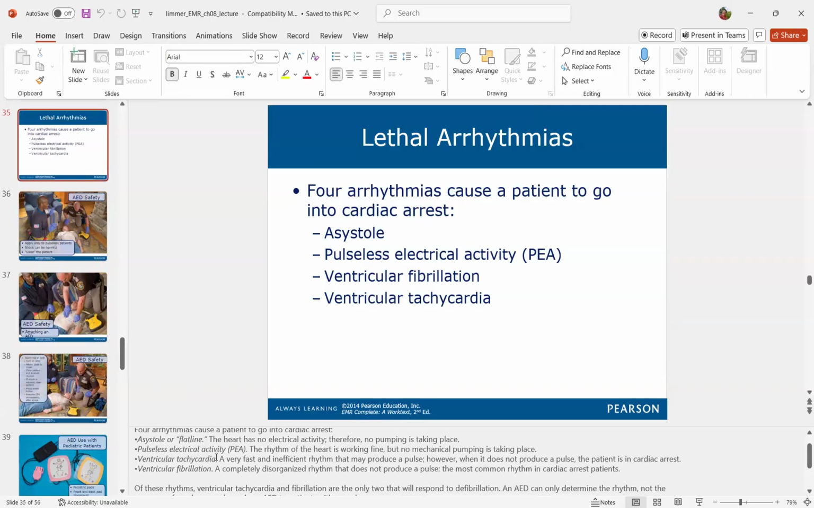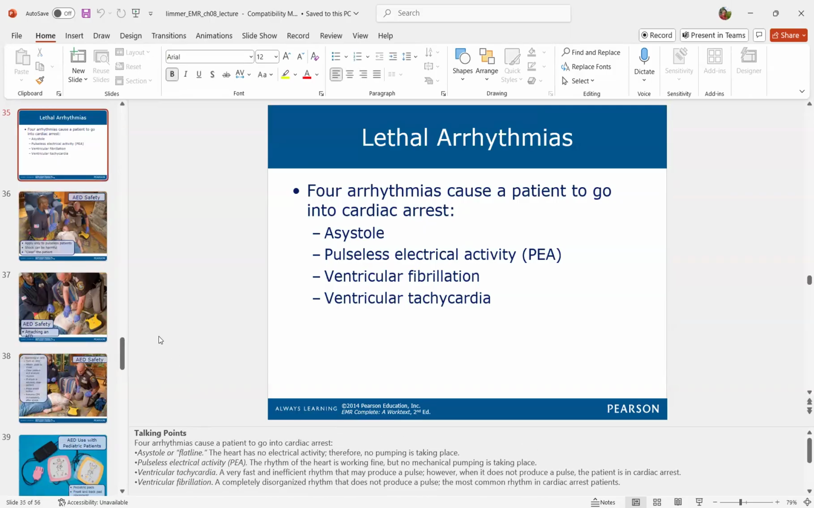there are four that cause a patient's heart to go into cardiac arrest. There's asystole, or what's called flatline on the screen, like in the movies, all the way across. The heart has no electrical activity at all, therefore no pumping is taking place. Pulseless electrical activity, or PEA, is where the rhythm of the heart looks fine, but there's no mechanical pumping taking place. It will look like they have a pulse on the monitor, but there's actually not a pulse that matches.